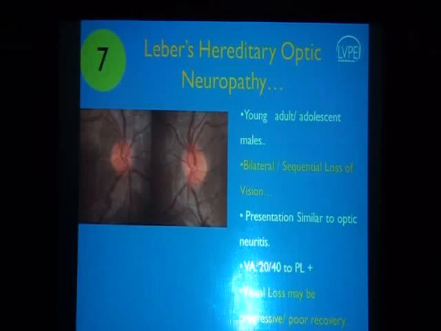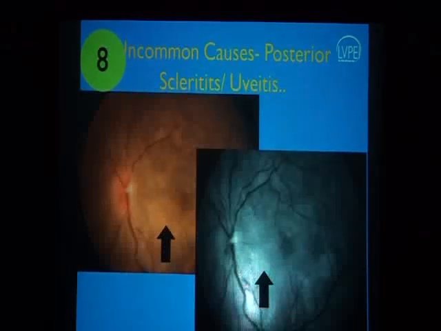The presentation is similar to optic neuritis, but here the visual acuity does not recover well. And if you do an FFA, you can see microtelangiectasia in the very early stages. That may be helpful. Some of the uncommon causes can be intraocular inflammations.